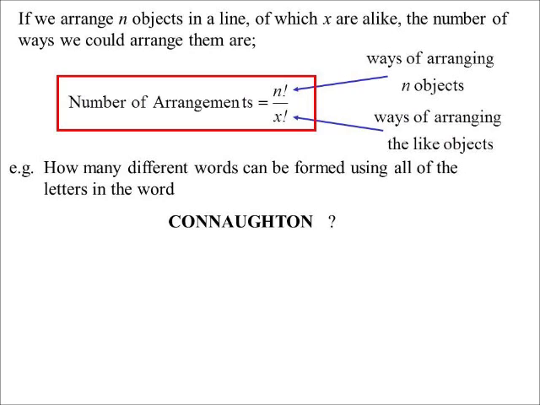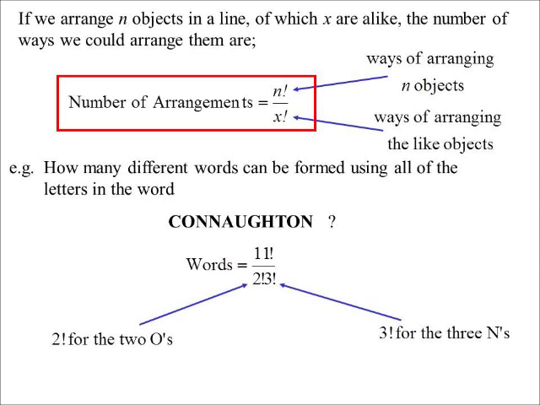Connaughton. It's a surname of a student I taught many years ago, but I liked it because it's got lots of repeated stuff in there. It's not a bad word. So how many different words can be formed using all the letters of Connaughton? So all up, there are 11 letters in there, but we do have 3 n's. So that's the 3 factorial, but we also have 2 o's. So that's the 2 factorial. So 2 o's, 3 n's, and we end up with quite a lot of words we could make.